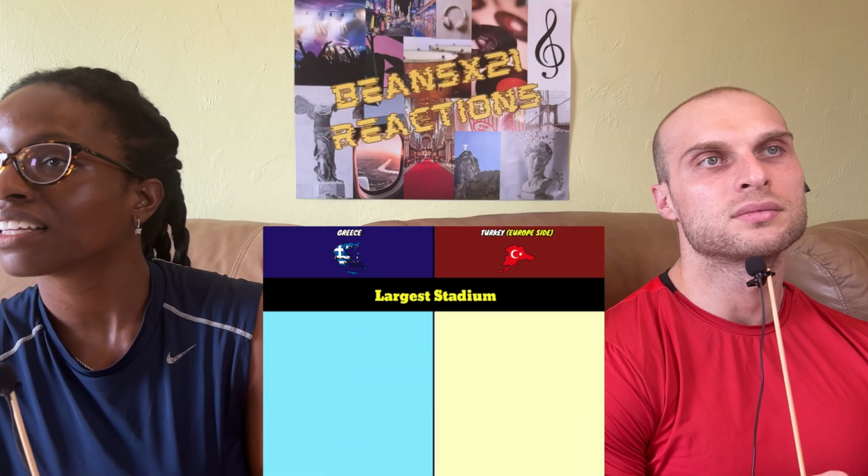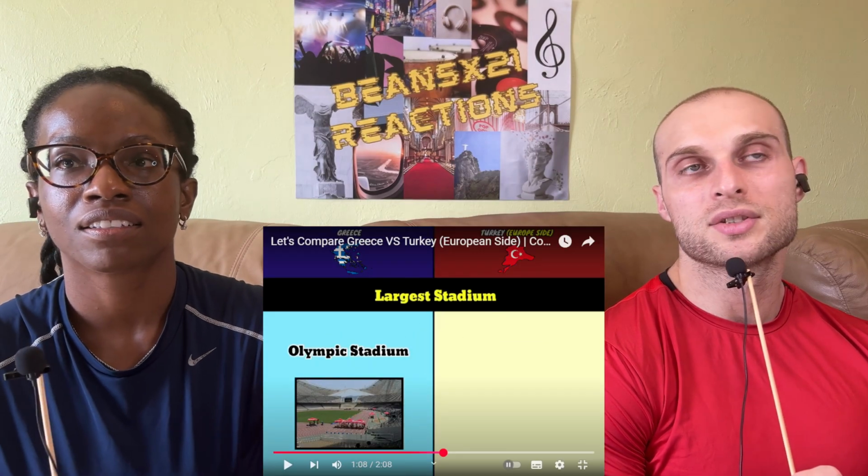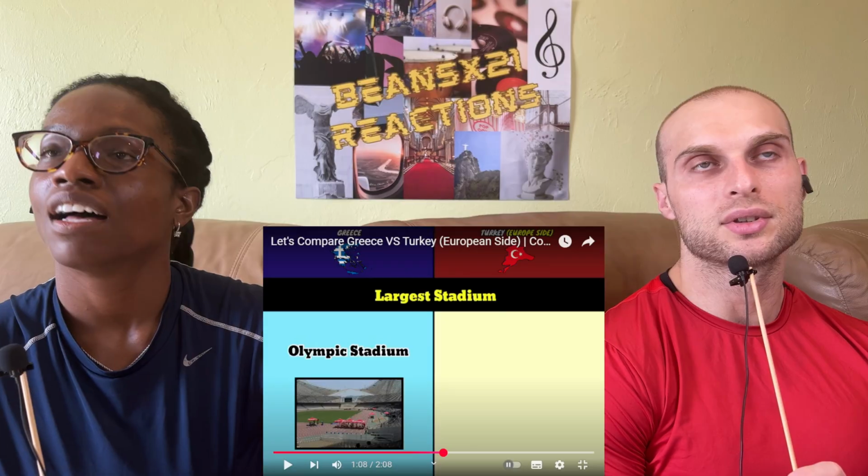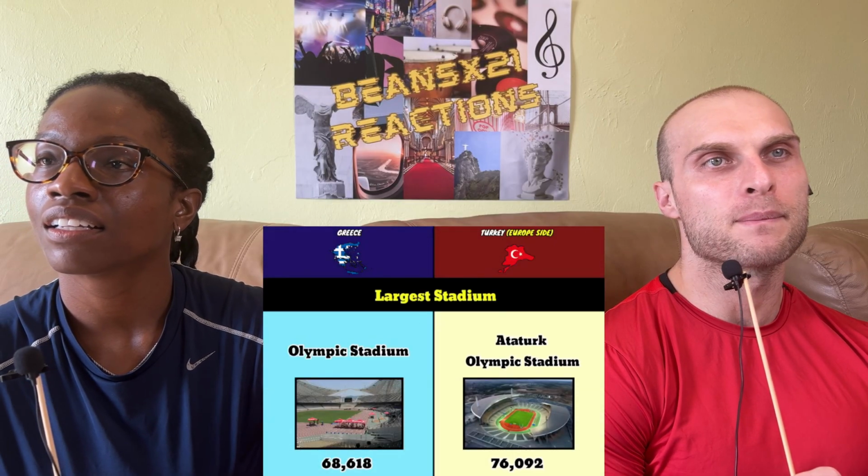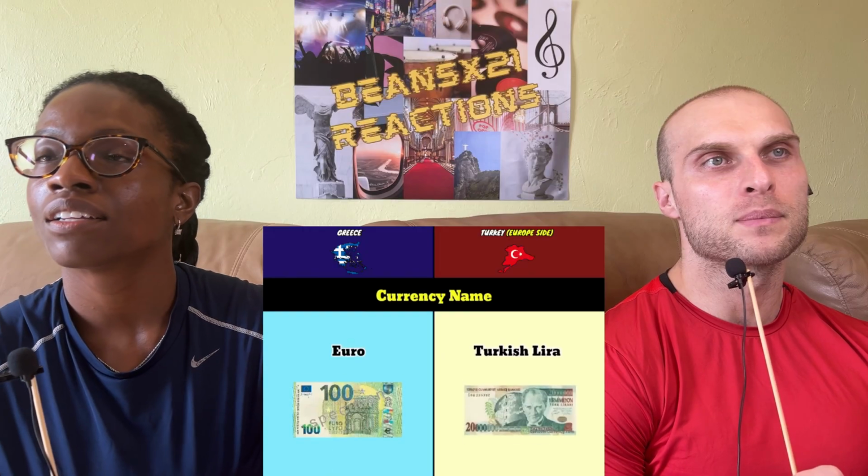Number of billionaires: 6, 17. Richest person: Maria Angelicus, $6.4 billion; Murat Ülker, $5.3 billion. Largest stadium: 68,618; Ataturk Olympic Stadium, 76,092. Currency name: Euro, Turkish Lira.